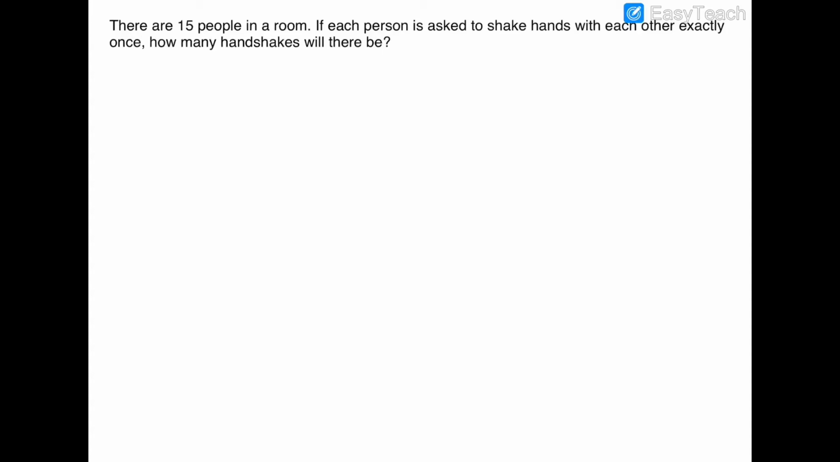Today, let's solve the famous handshake problem. There are 15 people in a room. If each person is asked to shake hands with each other exactly once, how many handshakes will there be?